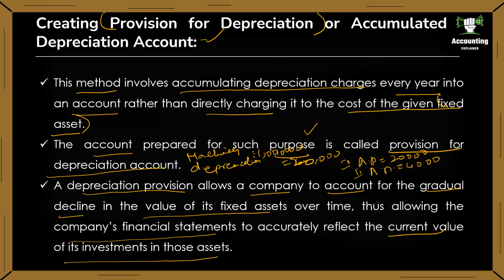So on seeing the accumulated depreciation and machinery account separately, we can see what the machinery value is. So 1 lakh minus 20,000 is 80,000. So instead of deducting depreciation directly from the machinery, we are going to maintain a separate account called accumulated depreciation.